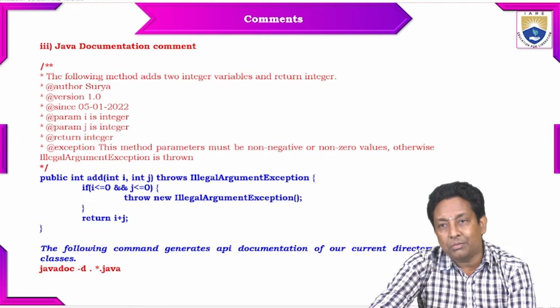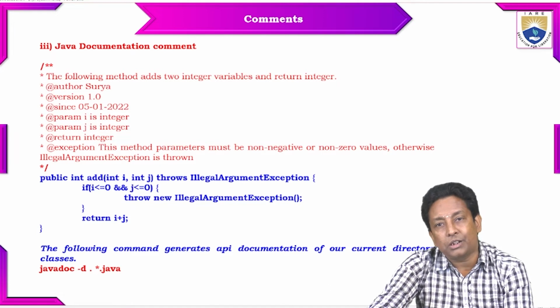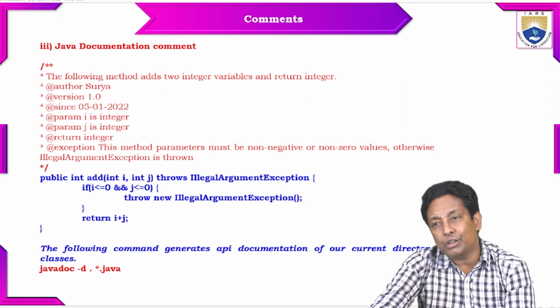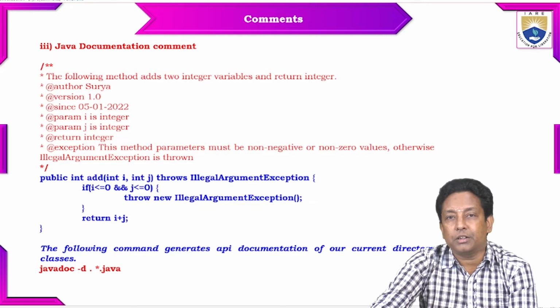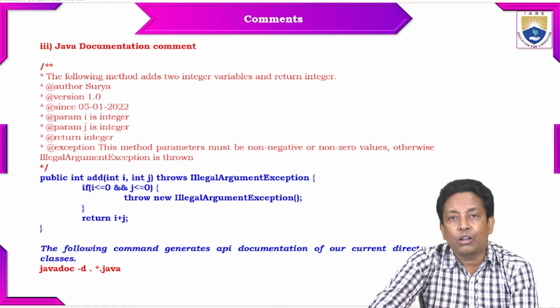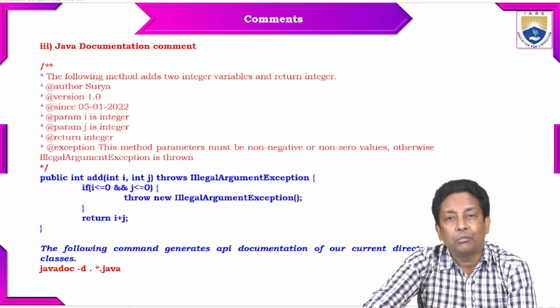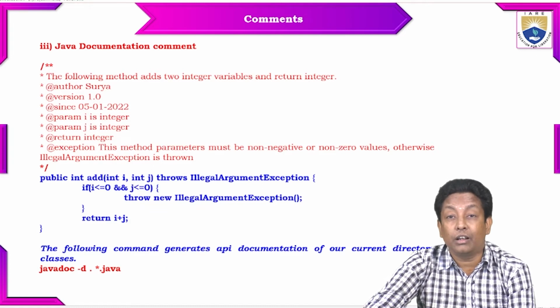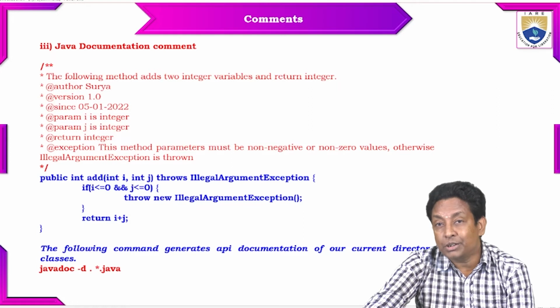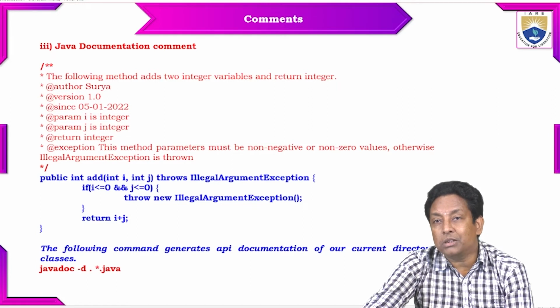And is this method implementation a first-time implementation, or an improved version of an earlier implementation? It's the first version of the method; it's the first time he is writing it. So version 1.0. When did he write the method? 5/1/2022. What are the two parameters? i and j, both integers. What does the method return? An integer. And @exception: when the exception comes, if the method parameters are non-negative or non-zero values.